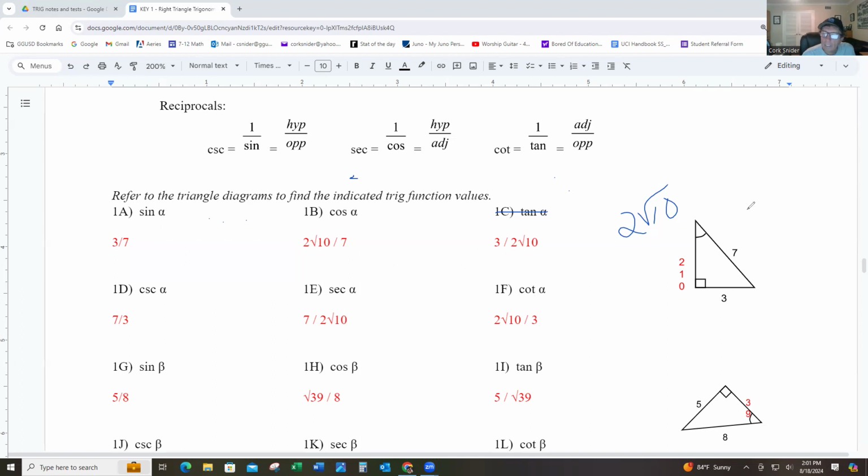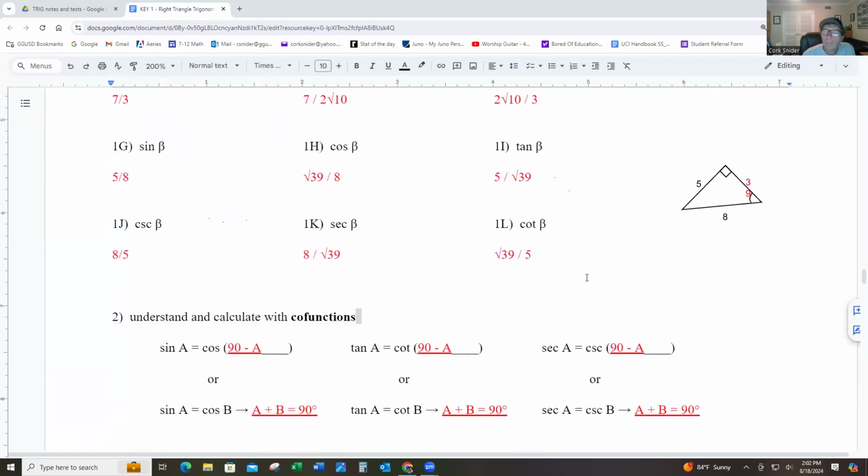And the cotangent of alpha, cotangent will be adjacent over hypotenuse, as you can see right here. Cotangent of alpha, and that'll be 2 rad 10 over 3. And then we got another angle down here. Let me erase all this. Most of this you can walk through yourself. It's really, really simple. There's not much to this. Okay. So here we go.